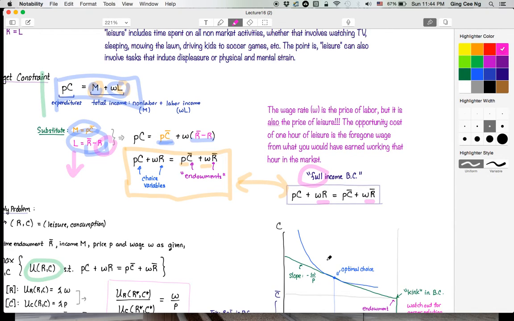So this trade-off, again, between labor supply and leisure is what governs the opportunity cost of consuming leisure. It's a foregone wage that you would have gotten had you worked in the market. Okay, so now let's set up the problem.